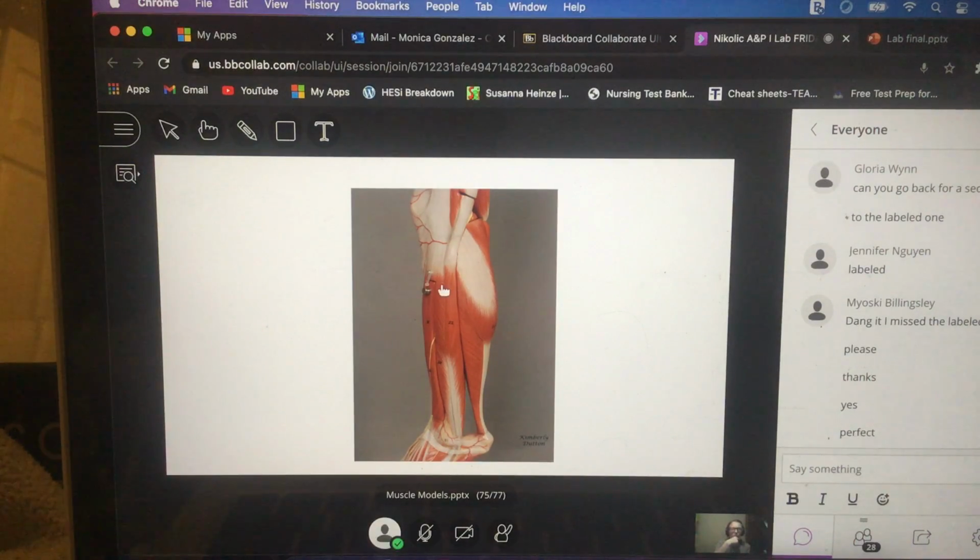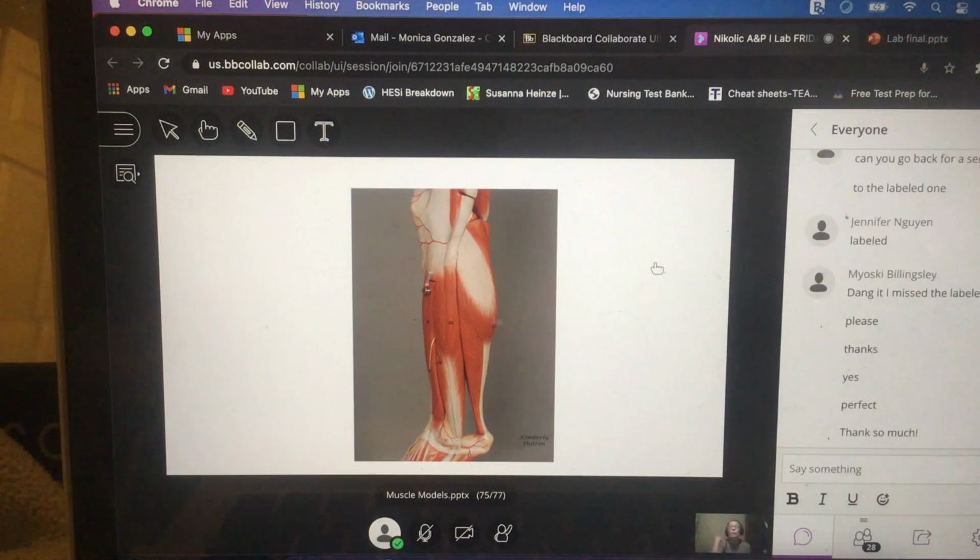And then, okay, what did we talk about? Where's the soleus? Oh, careful. The yellow is the gastrocnemius. The soleus is going to be underneath it, which you can only see part of. All right, awesome. Good job, guys.